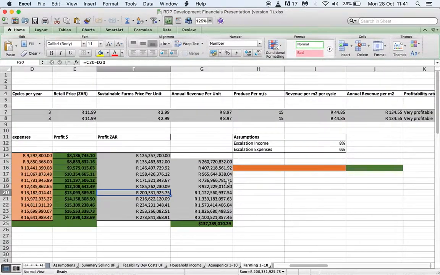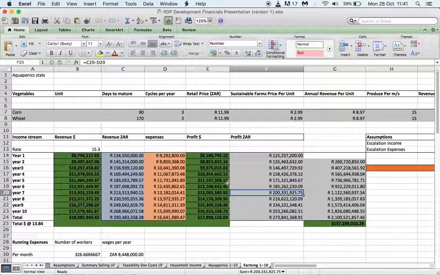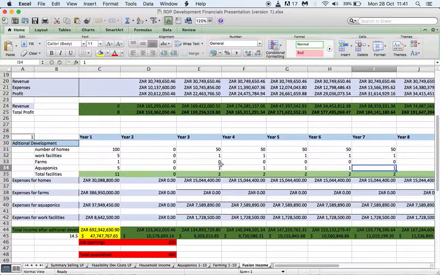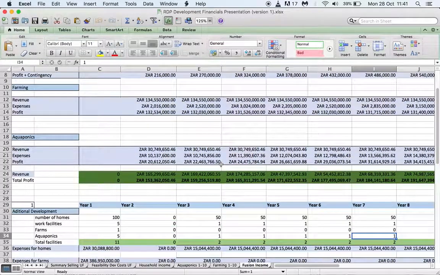And then this is the normal farm, the 100 hectares of farming. You're looking at corn and wheat, and it shows basically the same thing that it showed in the other page. And then here it shows you a fusion of all those crops you're producing, all the revenues, all the expenses, etc.